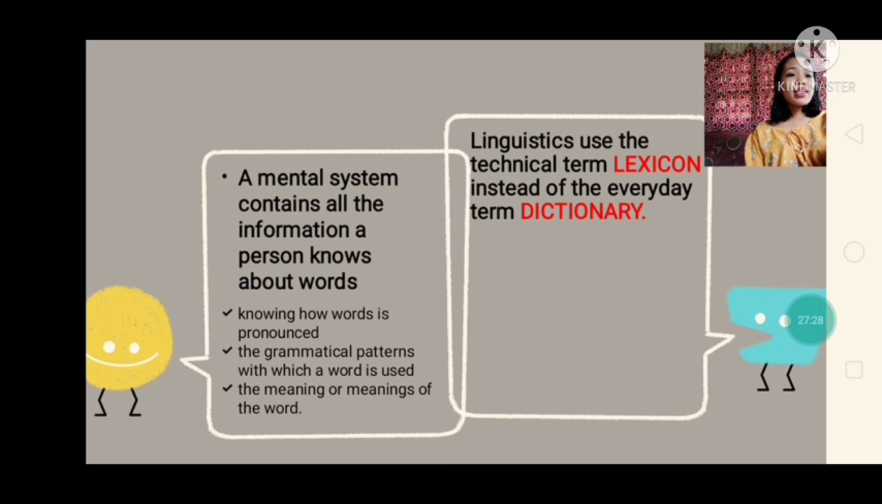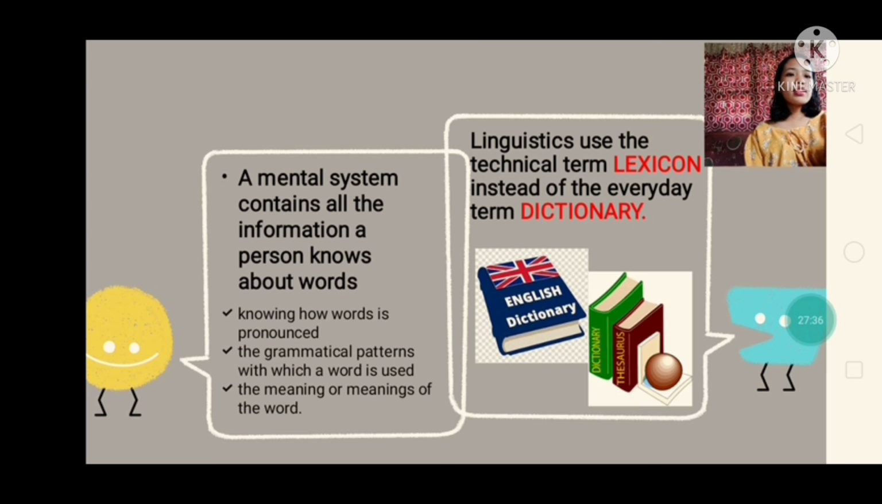So, linguistics uses the technical term lexicon instead of the everyday term dictionary. So, instead na dictionary, to make it more creative and catchy, they have this technical term lexicon.